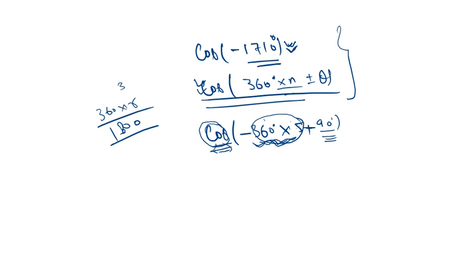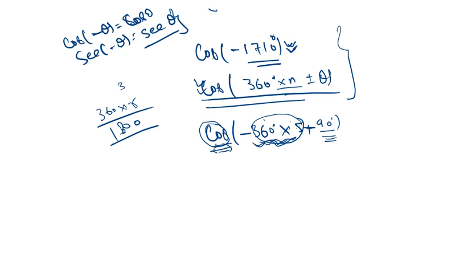One more property is there: whenever cos of minus theta is there, it can be written as cos theta only. Like sec of minus theta can be written as sec theta only. Can you tell me why? Please tell me in the comments, but I'll tell you here itself.